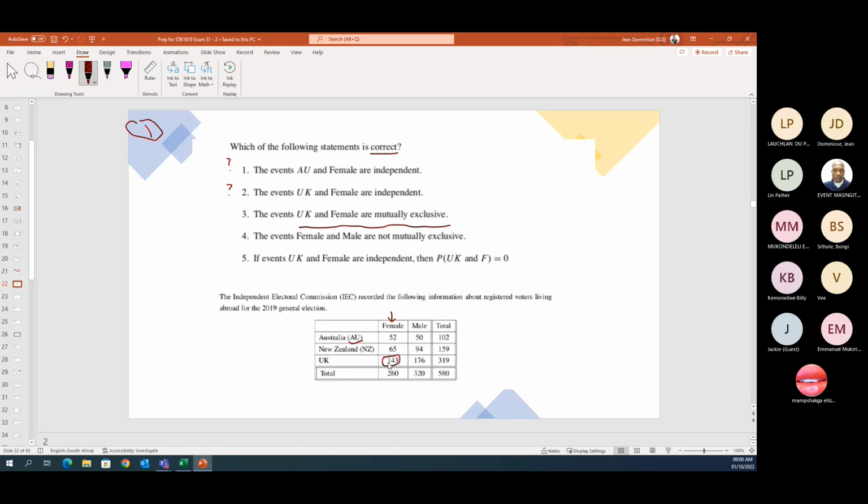If it was mutually exclusive, the rule is that the AND will be equal to 0. So the probability of UK and female, for mutual exclusivity, must be equal to 0. That is definitely not 0. So at least we have eliminated one of them.